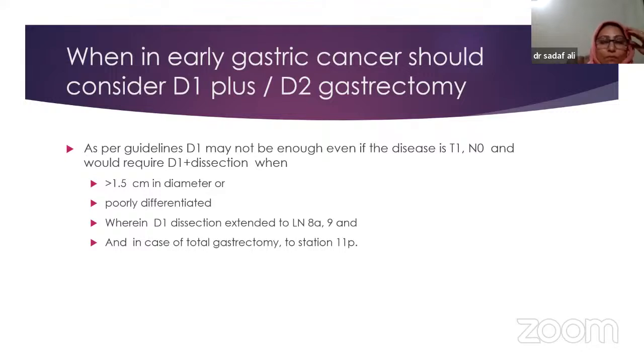Now, something more about the standards of lymphadenectomy, what we have to do in patients with early disease, T1 and N0. You have to do a D1 plus when the tumor is more than 1.5 centimeter or the tumor is poorly differentiated. You have to extend it to inclusion of station 8A and 9. And in cases of total gastrectomy demanded in the smaller lesion, you have to include the 11P. So it becomes a more extensive procedure.